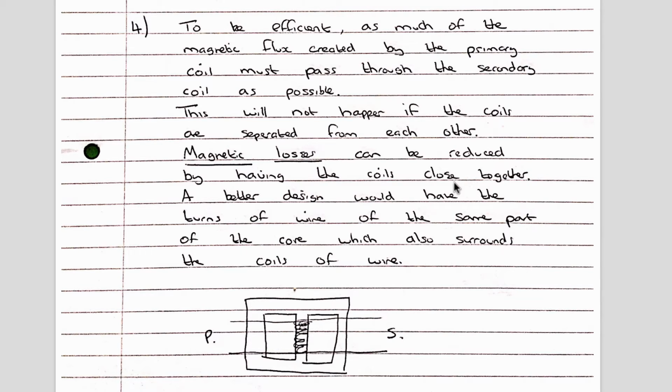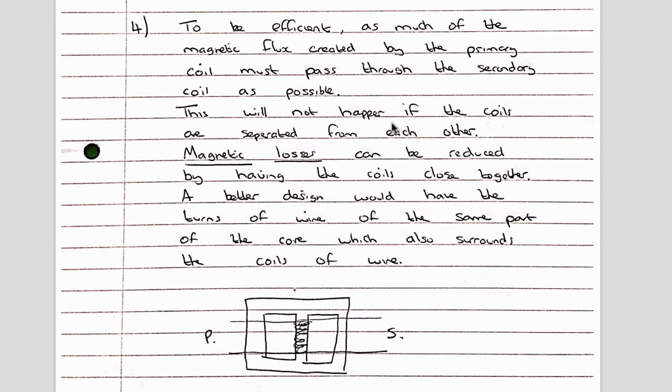In actual fact, a better design would be to have the turns of wire on the same part of the core, where the core also surrounds all of the turns of wire. So you could have a core that's shaped like this. There's a central part to it, and then the iron bit also goes around the outside. Your primary coil comes in and goes around the core and goes away again. Your secondary coil comes in and goes around the same part of the core, but you've also got this iron core around here, so that any magnetic field that is channeled away then comes back round again.